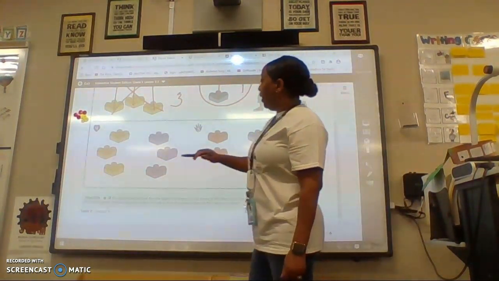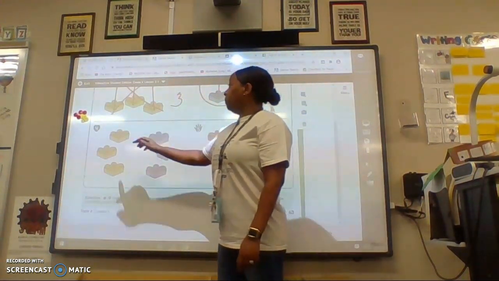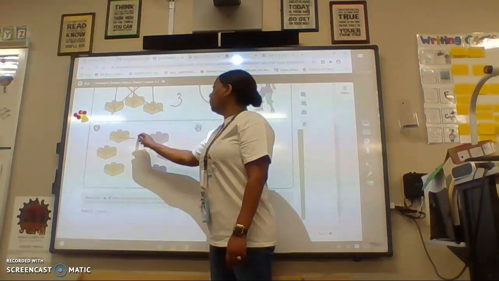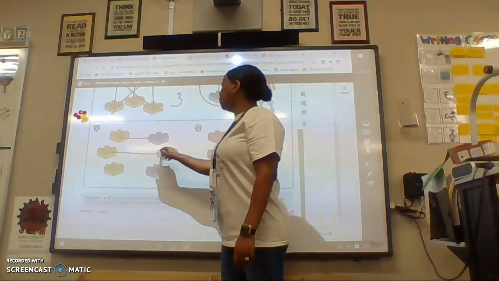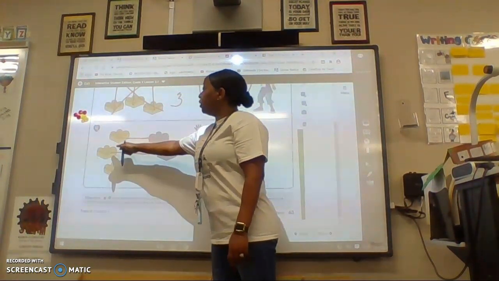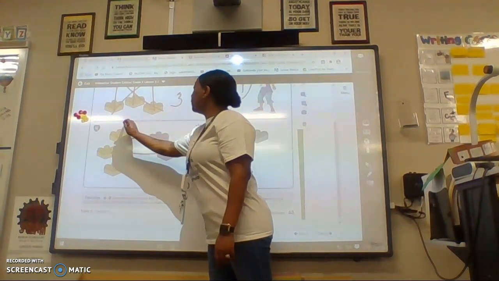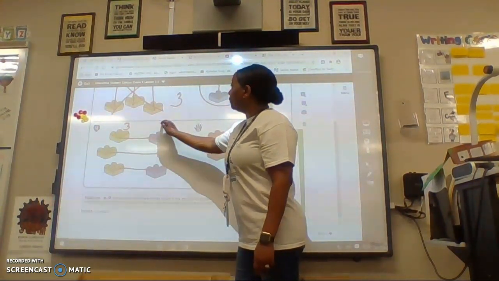All right, we have yellow, and I believe that is purple. We're going to draw a line from each yellow to a purple. 1, 2, 3. So we have 1, 2, 3 yellow. Let's mark that 3 there. And we have 1, 2, 3 purple.